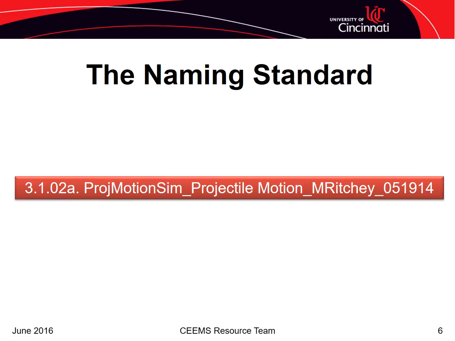The red bar in the center of the slide shows a typical file name for a worksheet file. This example was chosen since it illustrates all of the information that is likely to be included in the file name.